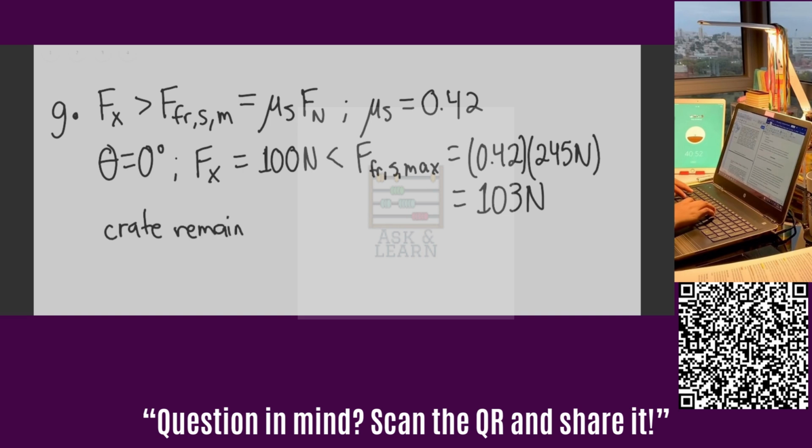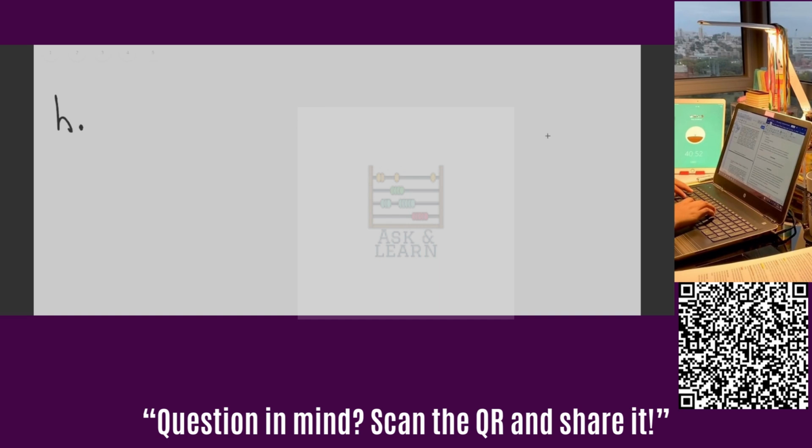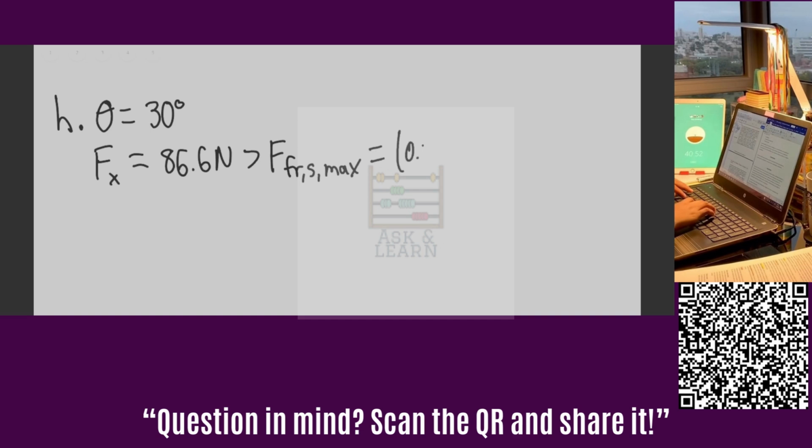For part H, however, we're doing the exact same thing. Theta is equaling 30 degrees. We know that here F sub x would be equal to 86.6 newtons. This would actually be greater than the force of static friction max, which would be equal to 0.42 times the force normal of 195 newtons. This is giving us 81.9 newtons. Of course, 81.9 newtons is less than 86.6 newtons. So here, the crate slides.